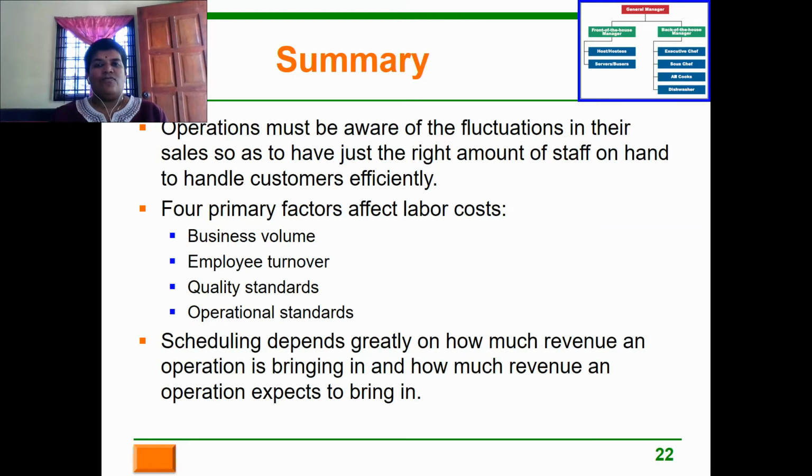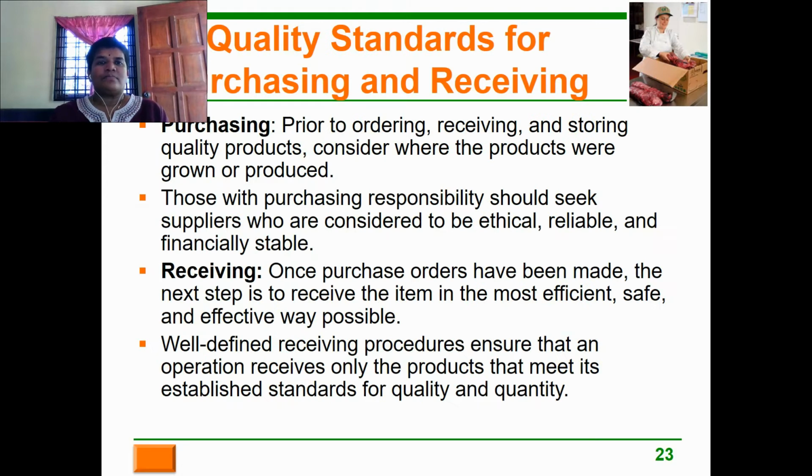Four primary factors affect labor cost: business volume, employee turnover, quality standards, and operational standards. Scheduling depends greatly on how much revenue an operation is bringing in and how much revenue an operation expects to bring in.